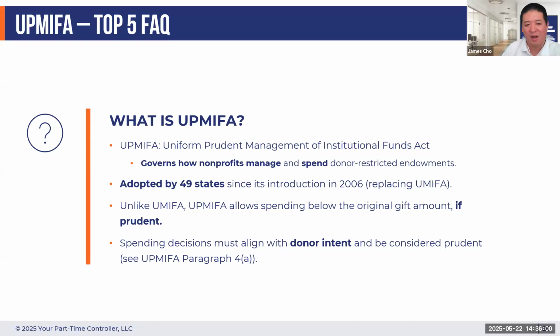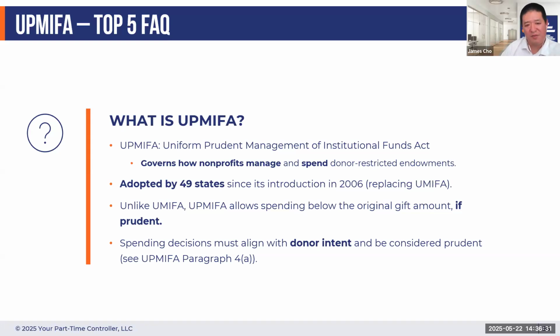Right. And the last bullet point here is spending decisions. If you look at paragraph 4 of the UPMIFA, it says you should consider these 7 things, whether you want to spend, do a distribution, or not spend. One of the last bullet points in paragraph 4 says refer to your investment policy statement. So they point to each other, UPMIFA and your investment policy.